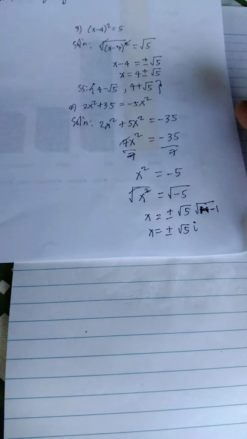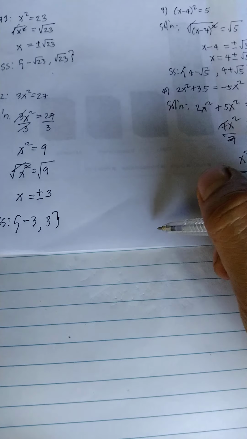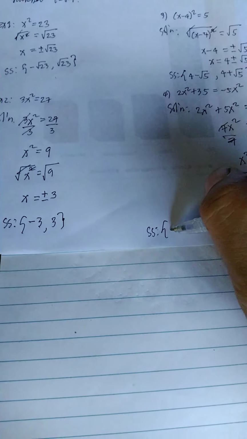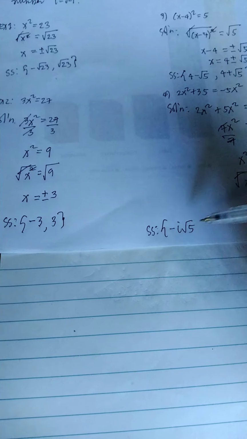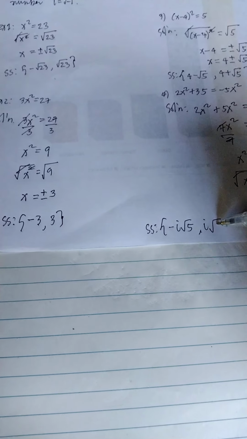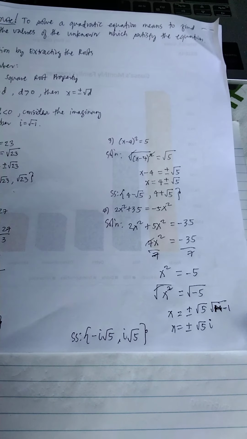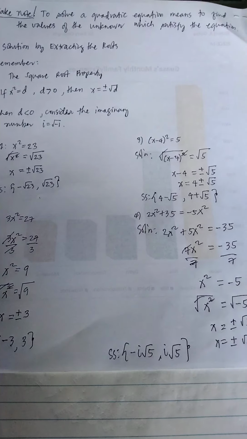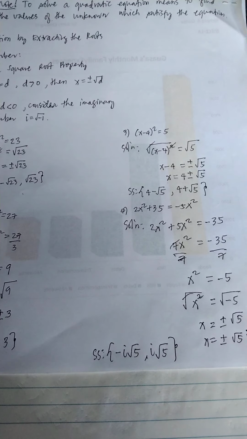No? Na i na din siya, nawala si negative. So, therefore, our solution set, pwede na ninyo masulat as negative i square root of 5 and i square root of 5. Okay, that's it. Simple ra kay siya. That is how to solve a quadratic equation by extracting the roots.